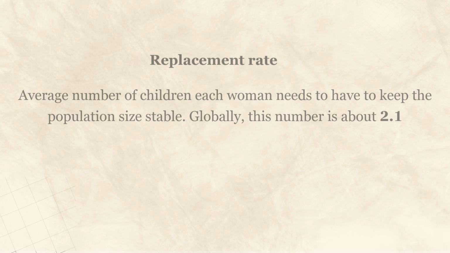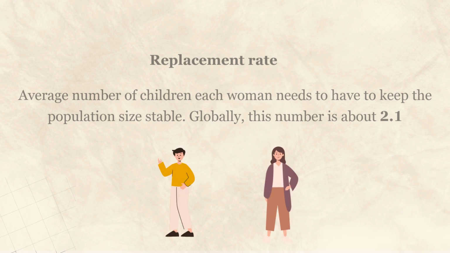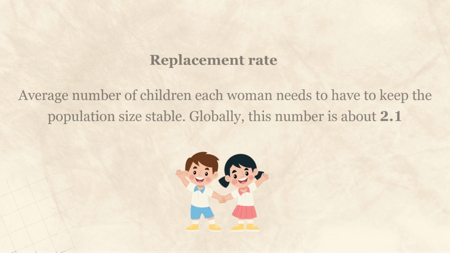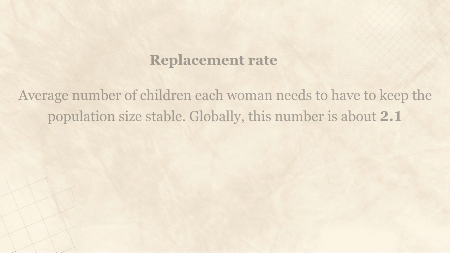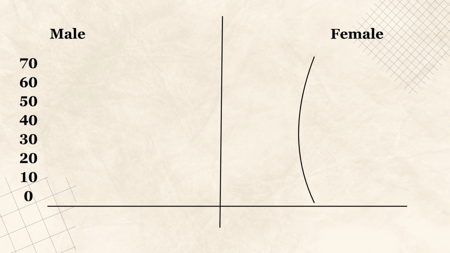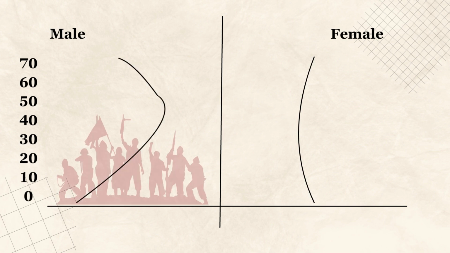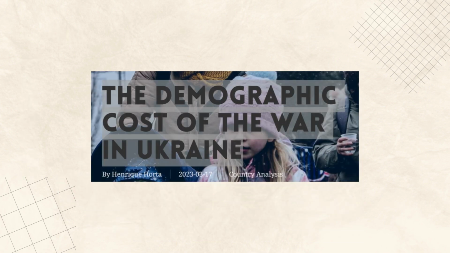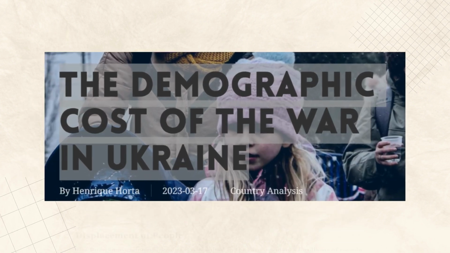Globally, that's around 2.1. Why 2.1? One each to replace the parents and a little extra to account for child mortality and people who don't have kids. So this is what a typical population pyramid looks like. But sometimes you'll spot an anomaly. Something looks off. A missing chunk in the male population that could signal war, conscription, or conflict-related deaths.